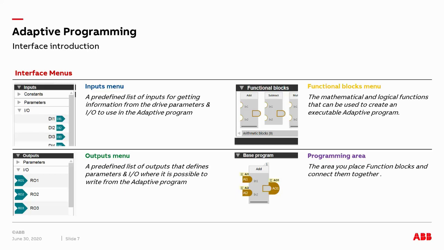Function block menu, that's at the top. It's all of your options available to you. You just grab the one you want, drag and drop it into the programming area, which is down below in that purple section. It's the area where you build up your function blocks and connect them all together.